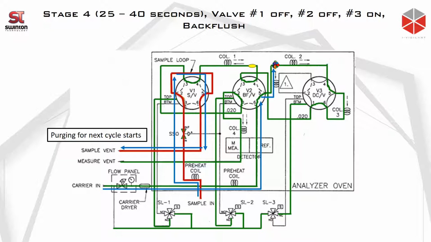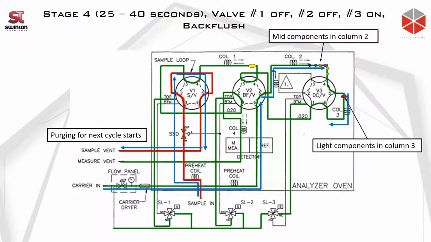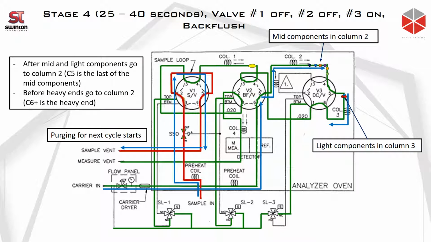And we see the carrier gas, instead of going into column 1, it will go through column 2 first after the reference detector. It will basically push the gas from column 2 into column 3. The gas will flow like that. So all the light components will go into column 3 while the middle component stays in column 2. Now, what we need to make sure here is that this needs to happen after all the mid and light components go to column 2, but before the heavy end goes to column 2.